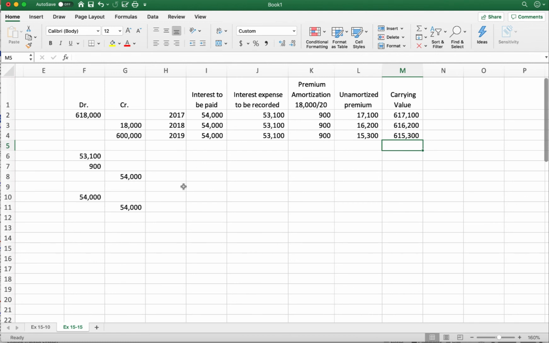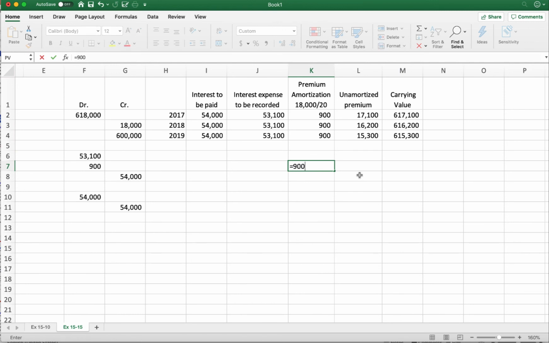Well, I'm not going to, but the bond matures 20 years from now. So that should be 2037. Okay. So keep in mind, I'm doing this for 20 years, right? If I take $900 per year times 20 years, I get the premium amount, right?